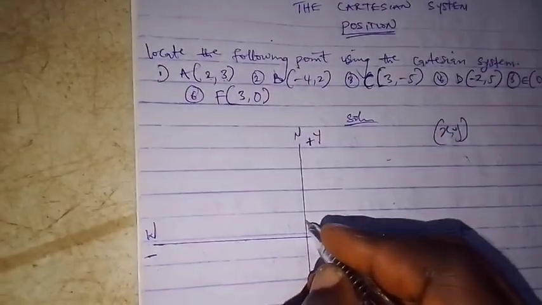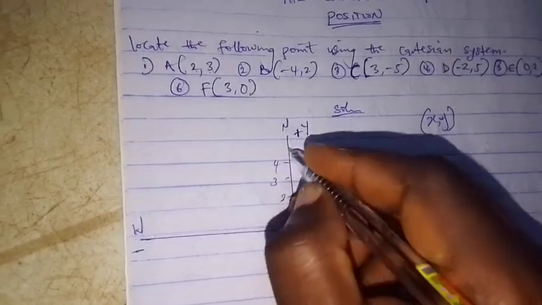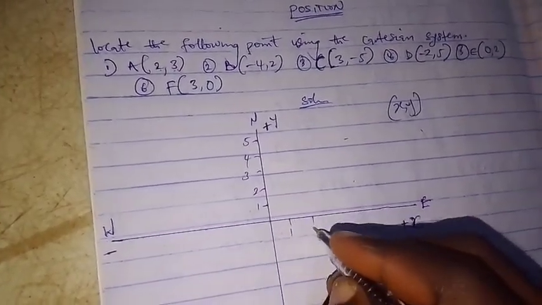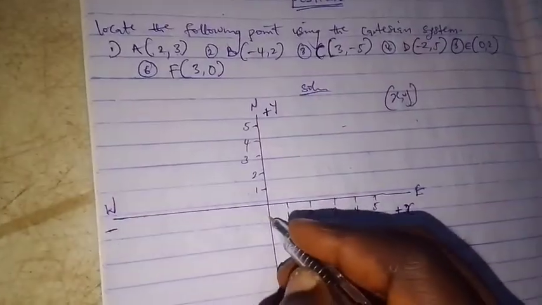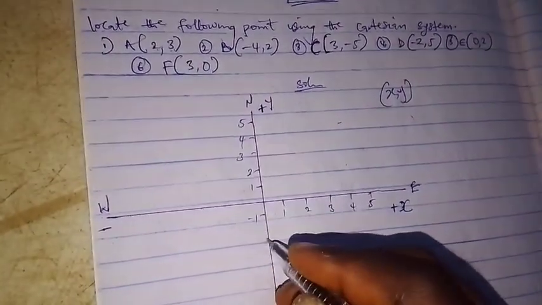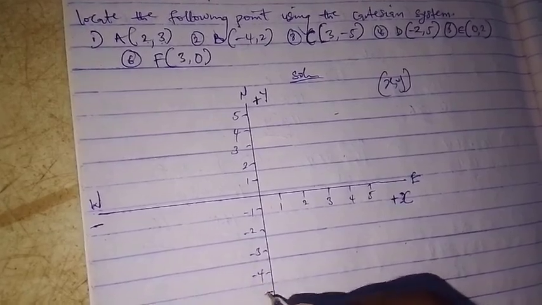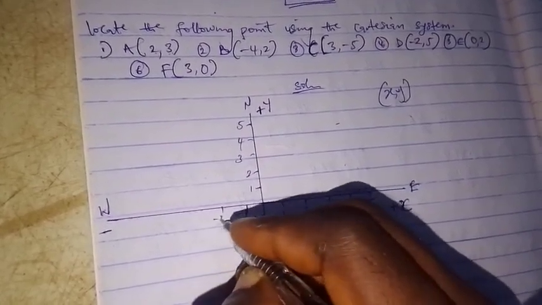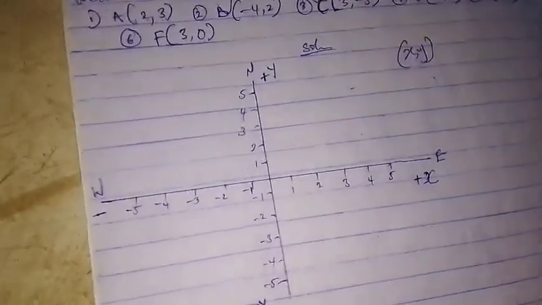So we number here 1, 2, 3, 4, 5. I think 5 is the highest there. Also number here 1, 2, 3, 4, 5. And on this side, which is the negative sign, we have minus 1, minus 2, minus 3, minus 4, minus 5. This side we also have minus 1, minus 2, minus 3, minus 4, then minus 5. We are going to do it like this, so just follow me.